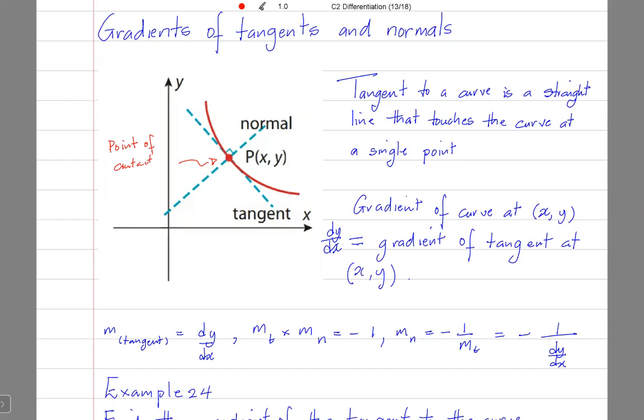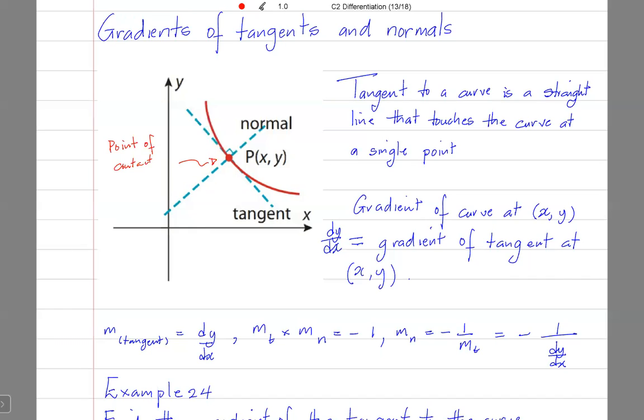Now, the normal to the curve at the point of contact is at right angles to the tangent. Stay with me. Now, the gradient of a curve at the point (x, y), dy by dx, is equal to the gradient of the tangent at the point (x, y). So the gradient of the curve, which you get from dy by dx, is equal to the gradient of the tangent to the curve at the same point.